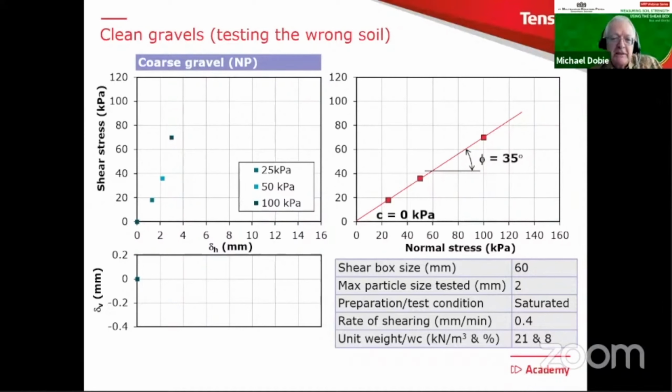We've only got the peak shear stresses, and we get a phi of 35 degrees, which, well, it's not bad. But when we look carefully, we see 60 millimeter shear box, maximum particle size tested, 2 millimeters, saturated, quite fast shearing, and it was well compacted.